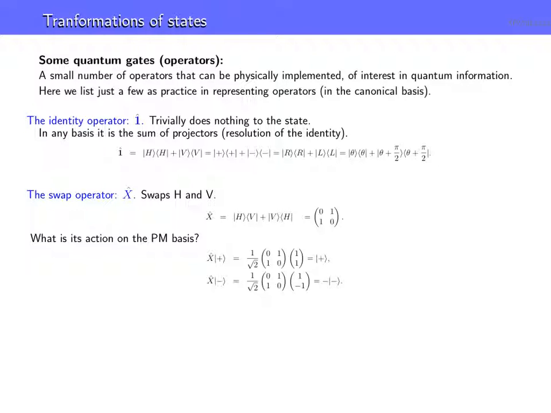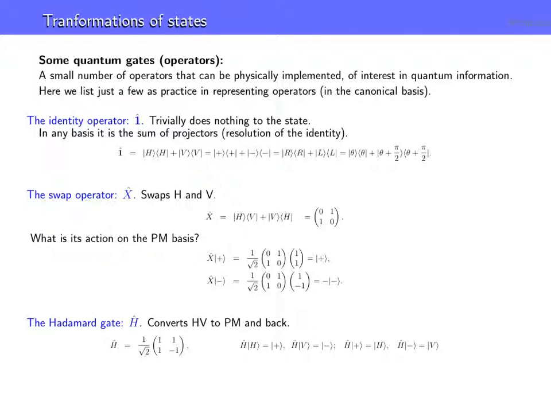Okay, lastly, let's put one that will be of interest later. It's called the Hadamard gate. What it does is convert a vector that's in the HV basis to the PM and back. We can just quickly look at its action. The operator looks like this: 1, 1, 1, -1. And I'll let you verify this.